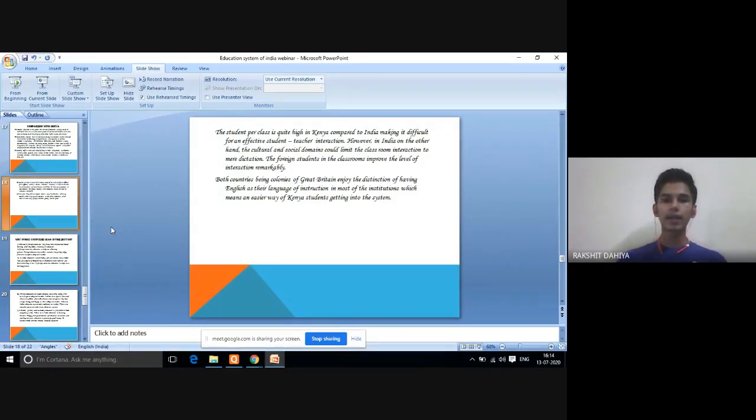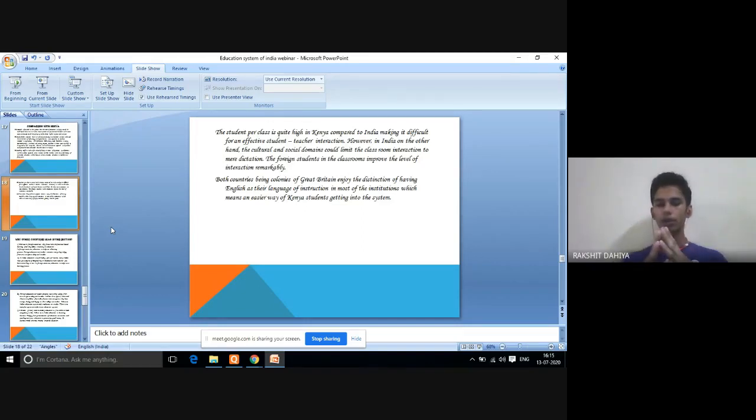However, in India, on the other hand, the cultural and social domains could limit the classroom interaction to more dictation. So if we are talking about Kenya, we would be thinking that we are on a good height and we are working very well, but we need to get in the top 10. So to get in the top 10, we have to work hard. We have to make our education system great so that we can compete with USA and all these top 10 countries.